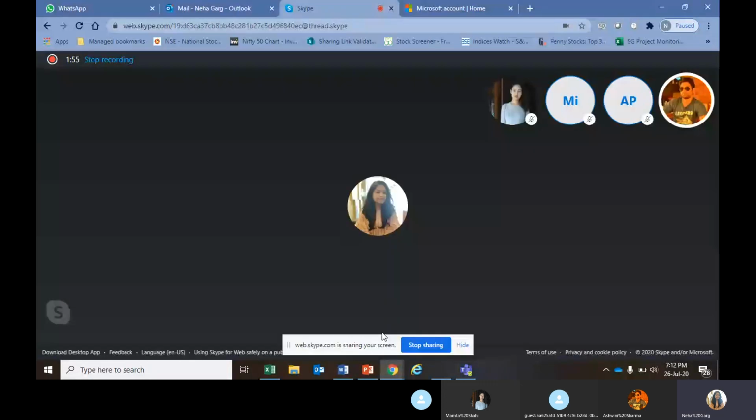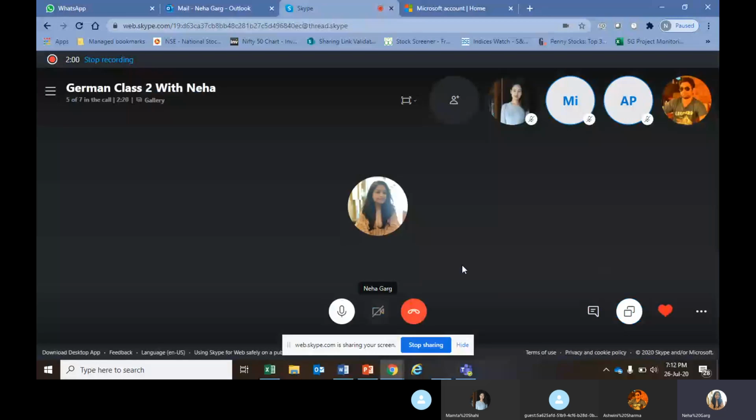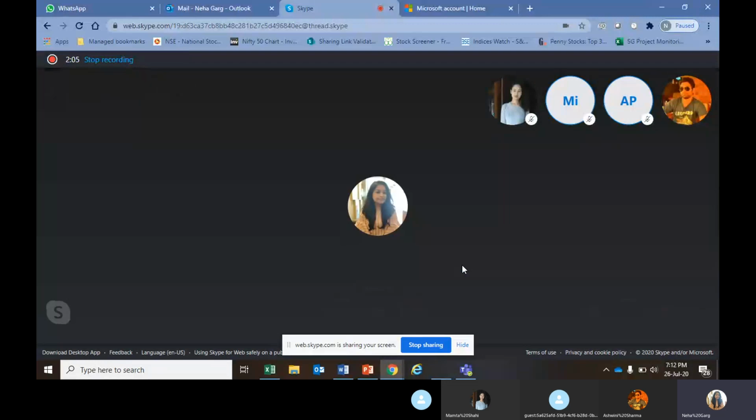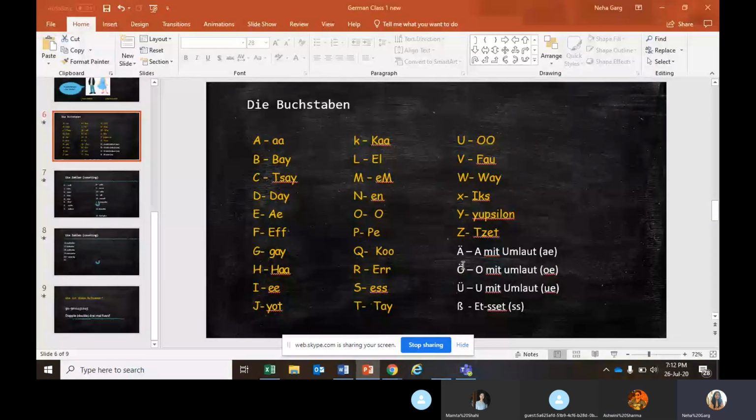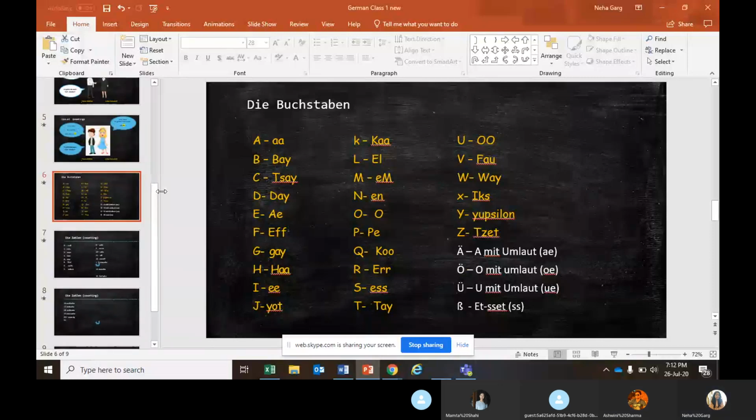So since everyone has joined in now, yesterday we finished with some of the numbers. We learned some basic numbers till 12. We would be revising them again as a quick revision for everyone. And then Ashwini, you can also go through and learn how the German numbers sound. And then we can continue learning.